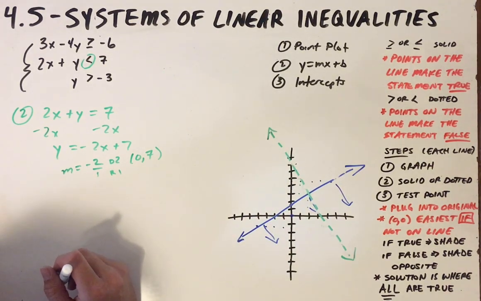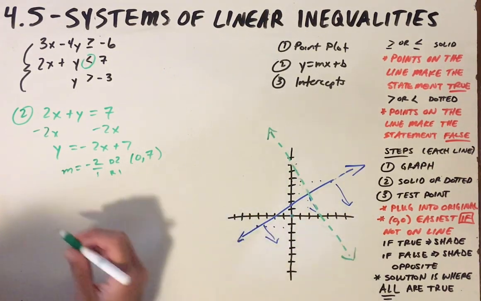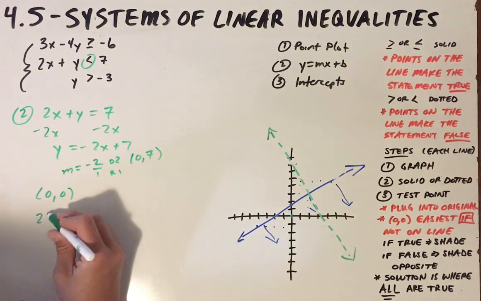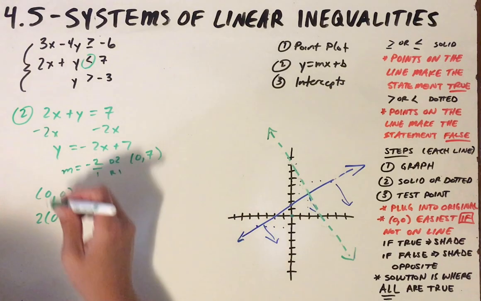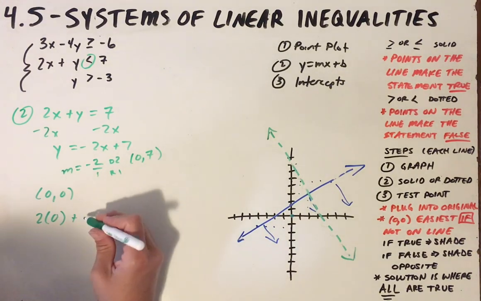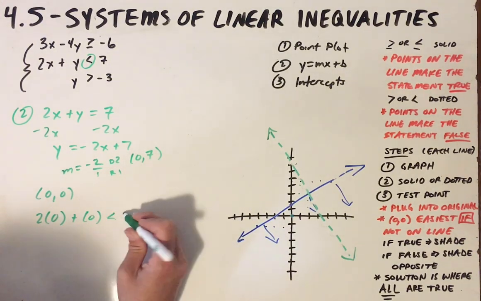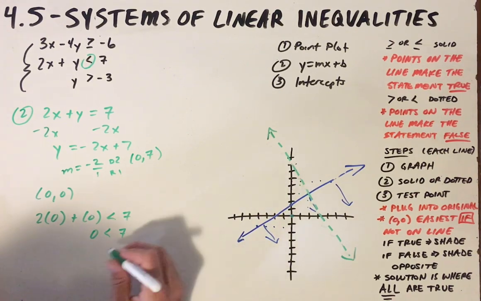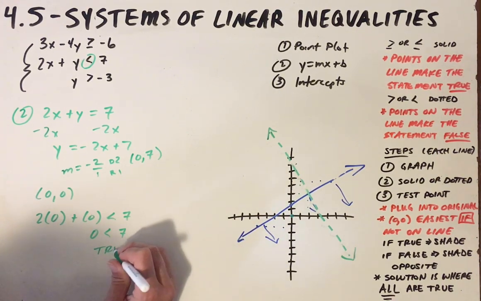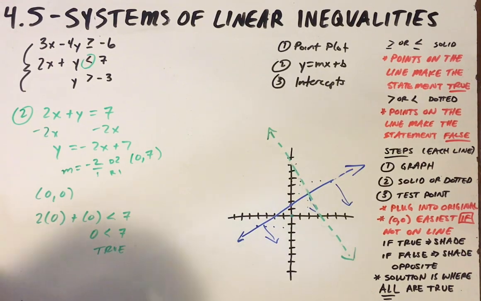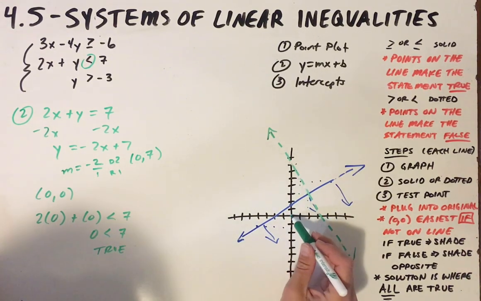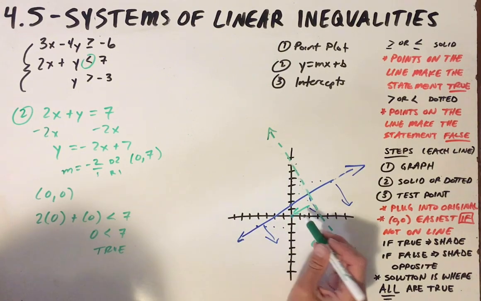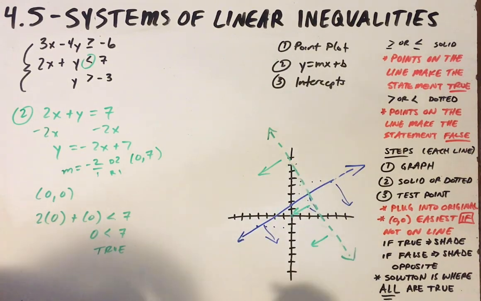Now I'm going to plug in a point not on the line. Again, 0, 0 is always going to be that easiest point, so my test point for this line I'm going to choose is 0, 0. And I'm plugging that into the original. So 2 times x, which is 0, plus y, which is 0, is less than 7. Well, 0 is less than 7. This is indeed true. So that means that I'm talking about all the points on this side of the green line. So I'm talking about here, okay, everything on this side of the green line.